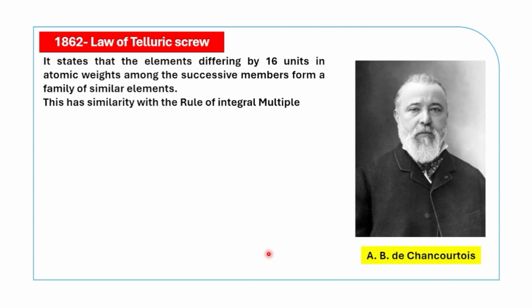Next, in 1862, the law of telluric screw came. It states that elements differing by 16 units in atomic weight among successive members form a family of similar elements. This has similarity with the rule of integral multiple. In the integral multiple rule, it was said that the atomic weight difference is a multiple of 8. Here it is saying that the atomic weight difference is by units of 16, which is also a multiple of 8.